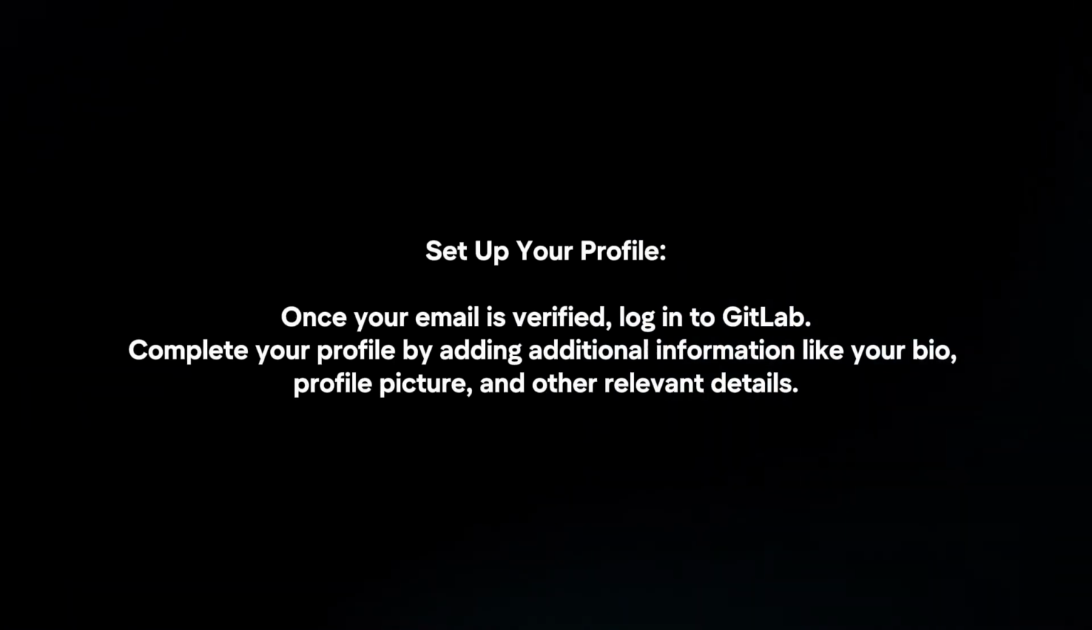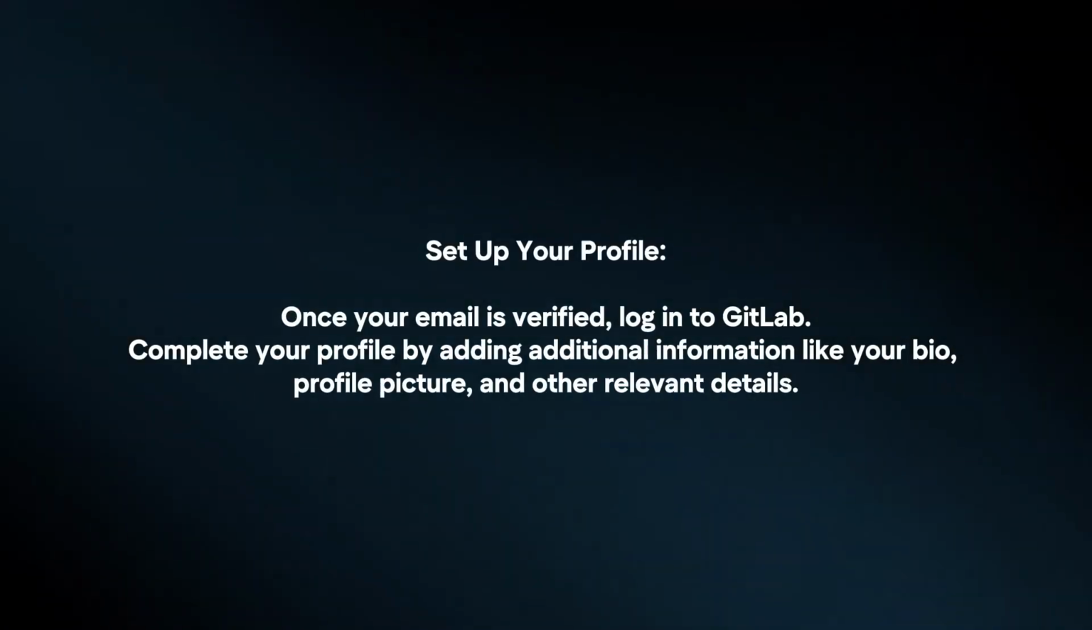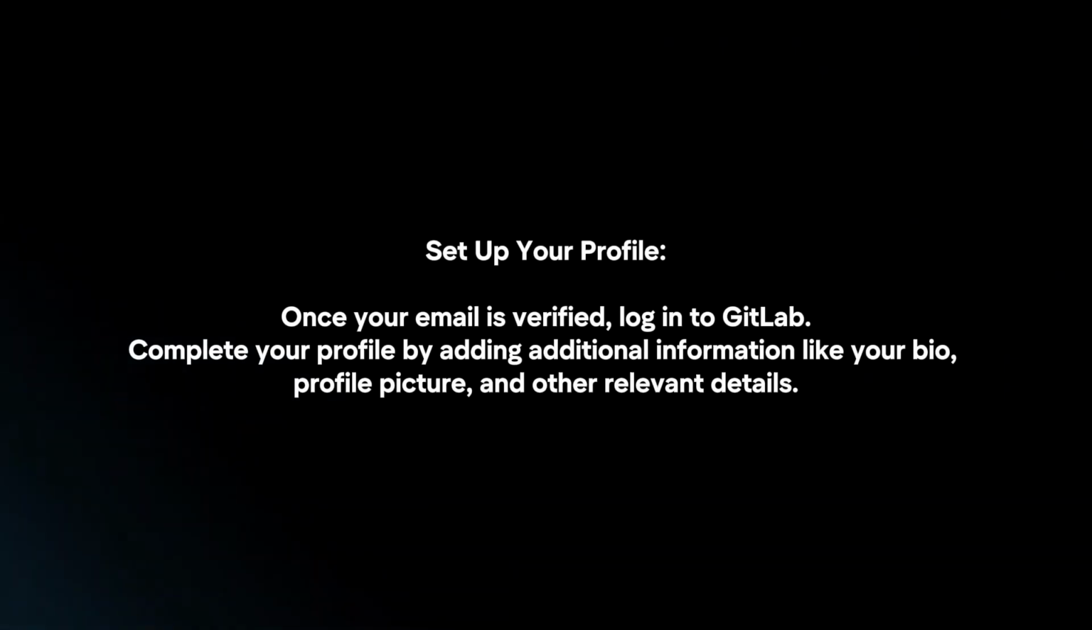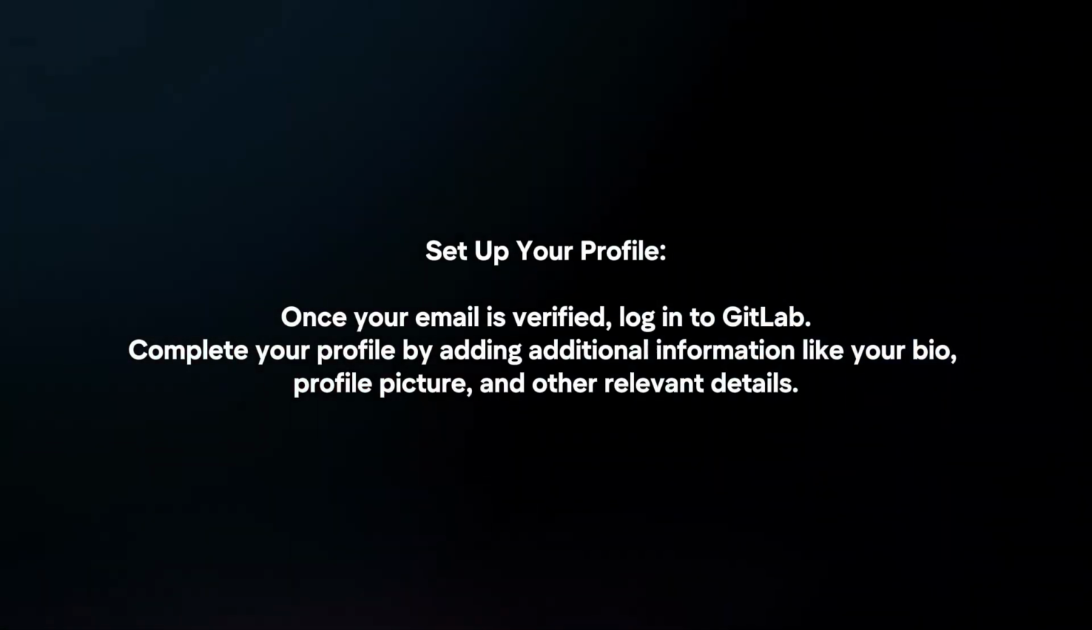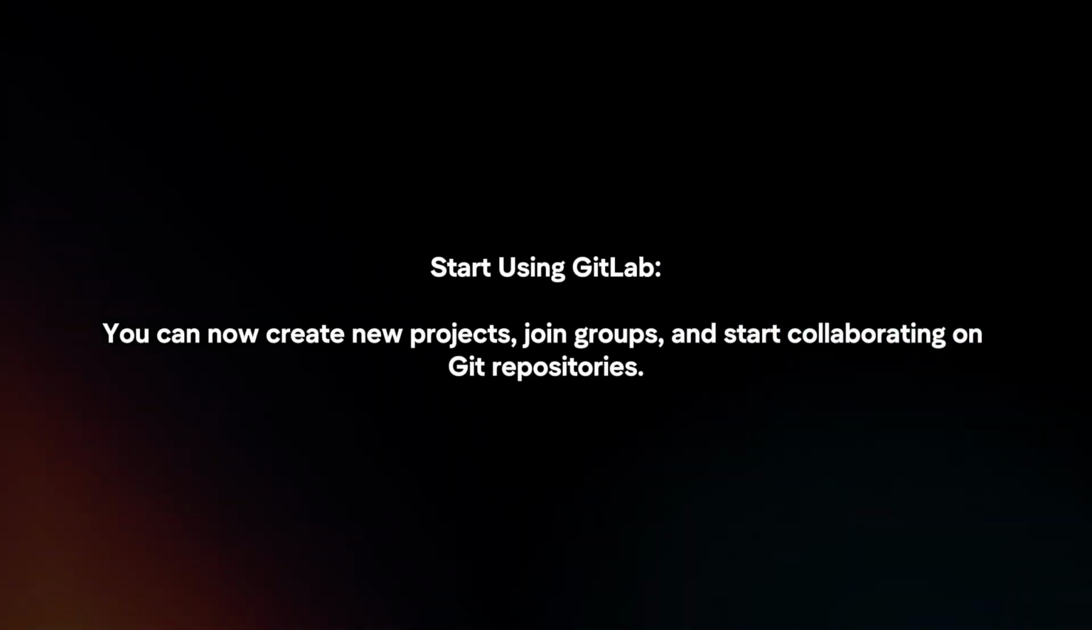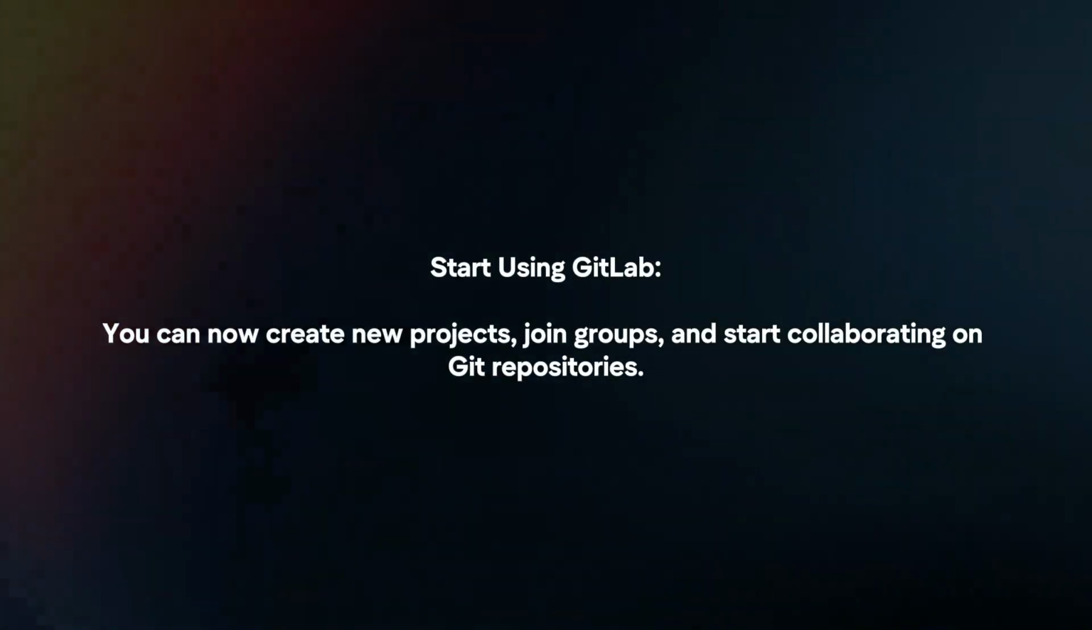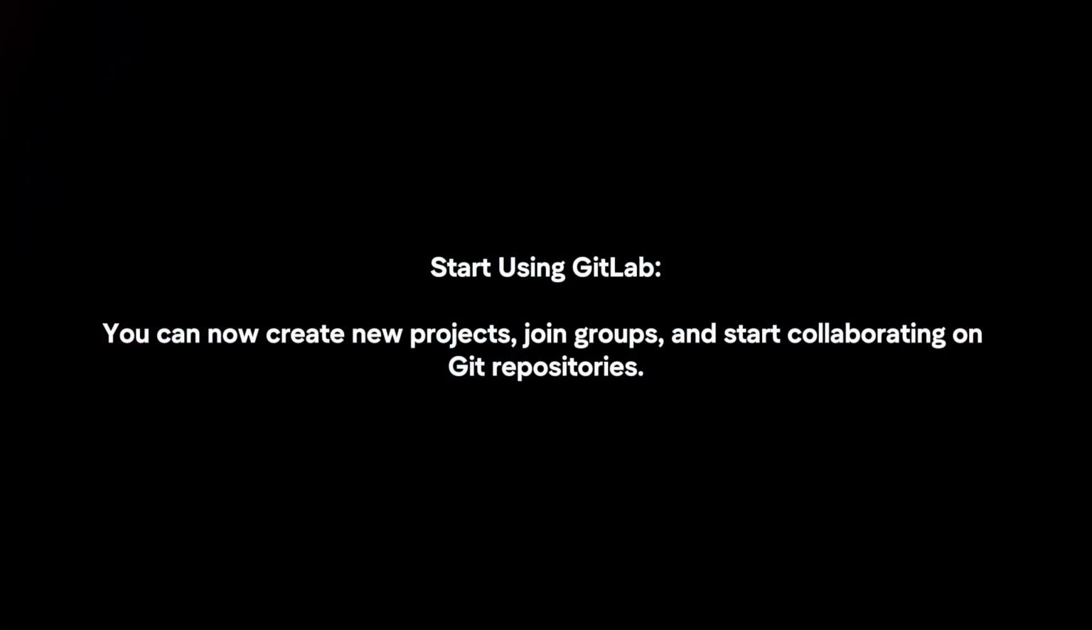Set up your profile. Once your email is verified, log into GitLab. Complete your profile by adding additional information like your bio, profile picture and other relevant details. Start using GitLab. You can now create new projects, join groups and start collaborating on Git repositories.